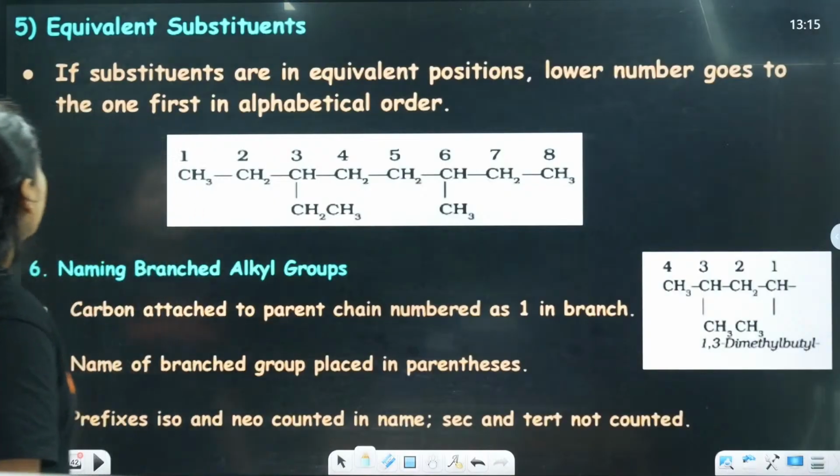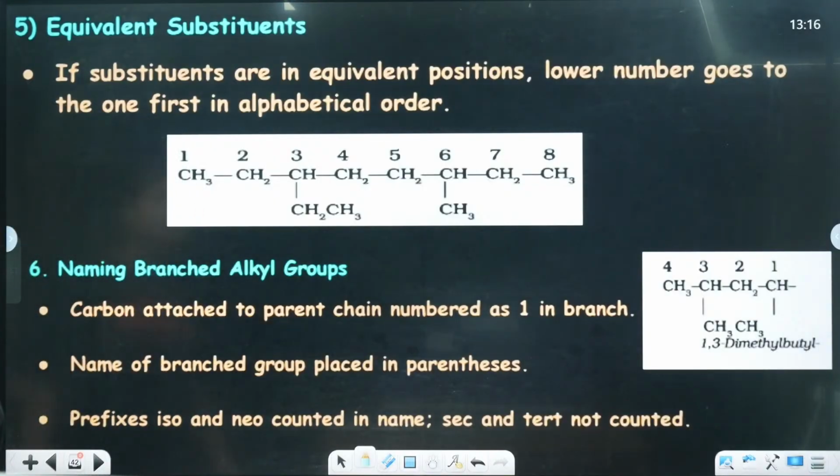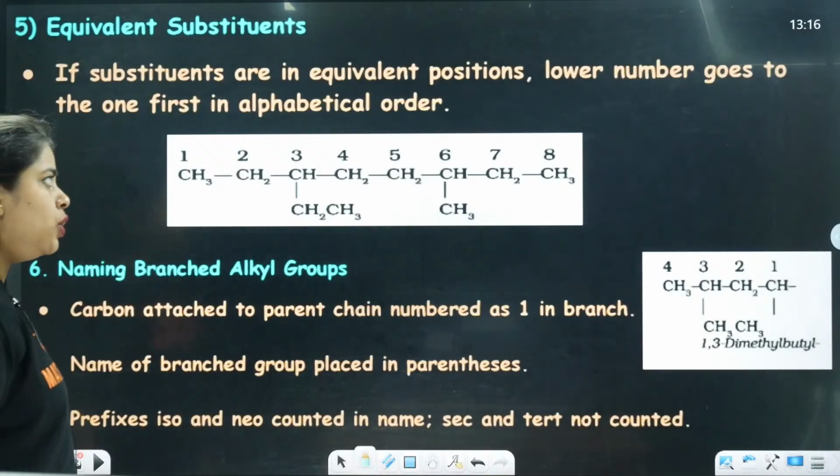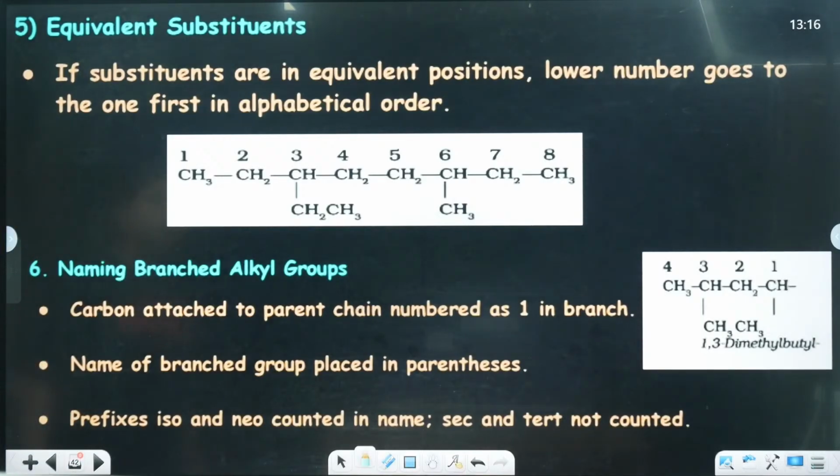Next, equivalent substituents. If substituents are in equivalent positions, the lower number goes to the one that comes first in alphabetical order. First, check the equivalent substituents, which is in the equivalent position, which gets the lower number and which goes first in alphabetical order. You need to check that.